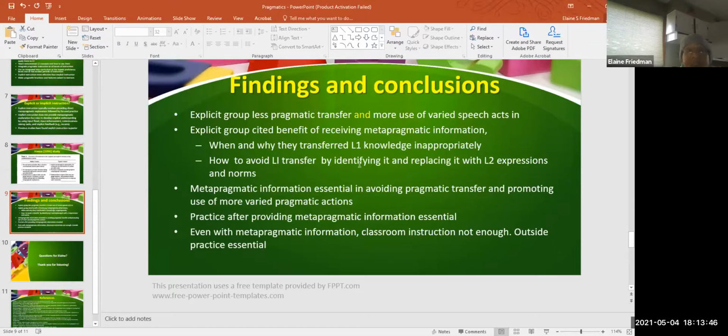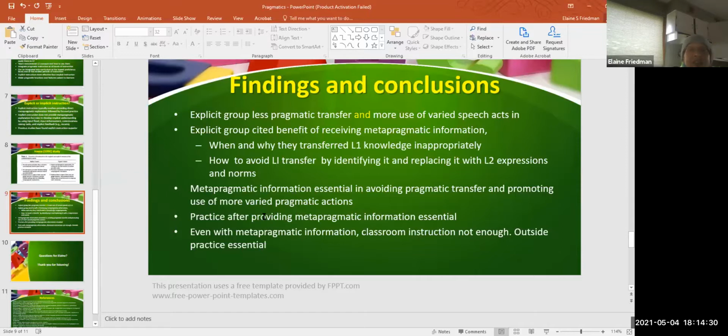Just quickly, they said, now we understand why when we spoke to native English speakers we sounded rude, because in German, we make requests more forcefully. And so they learned when and why they had engaged in pragmatic transfer and how to avoid it by identifying it, replacing it with L2 expressions and norms. And here are some general conclusions overall. Metapragmatic information is essential in avoiding pragmatic transfer and in promoting more use of varied pragmatic functions.